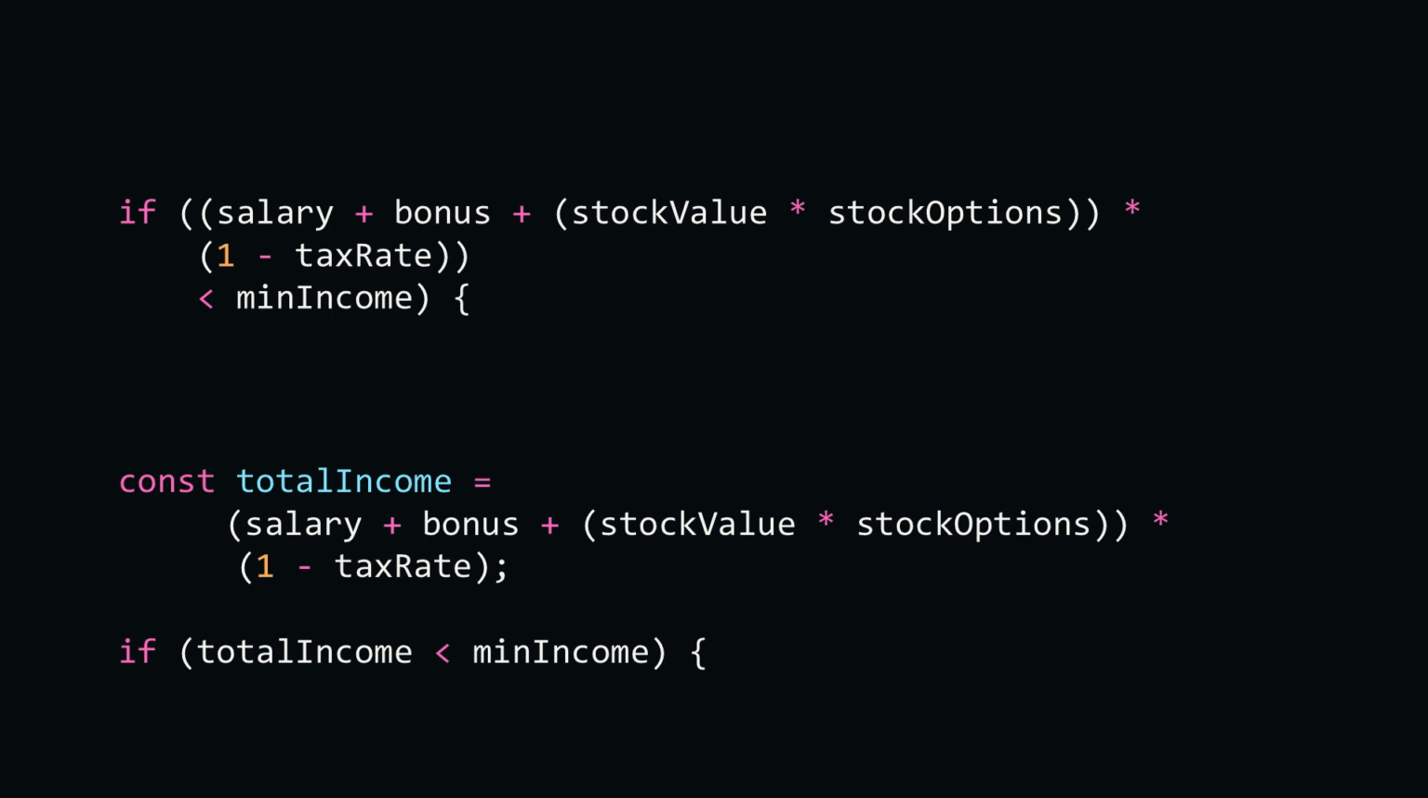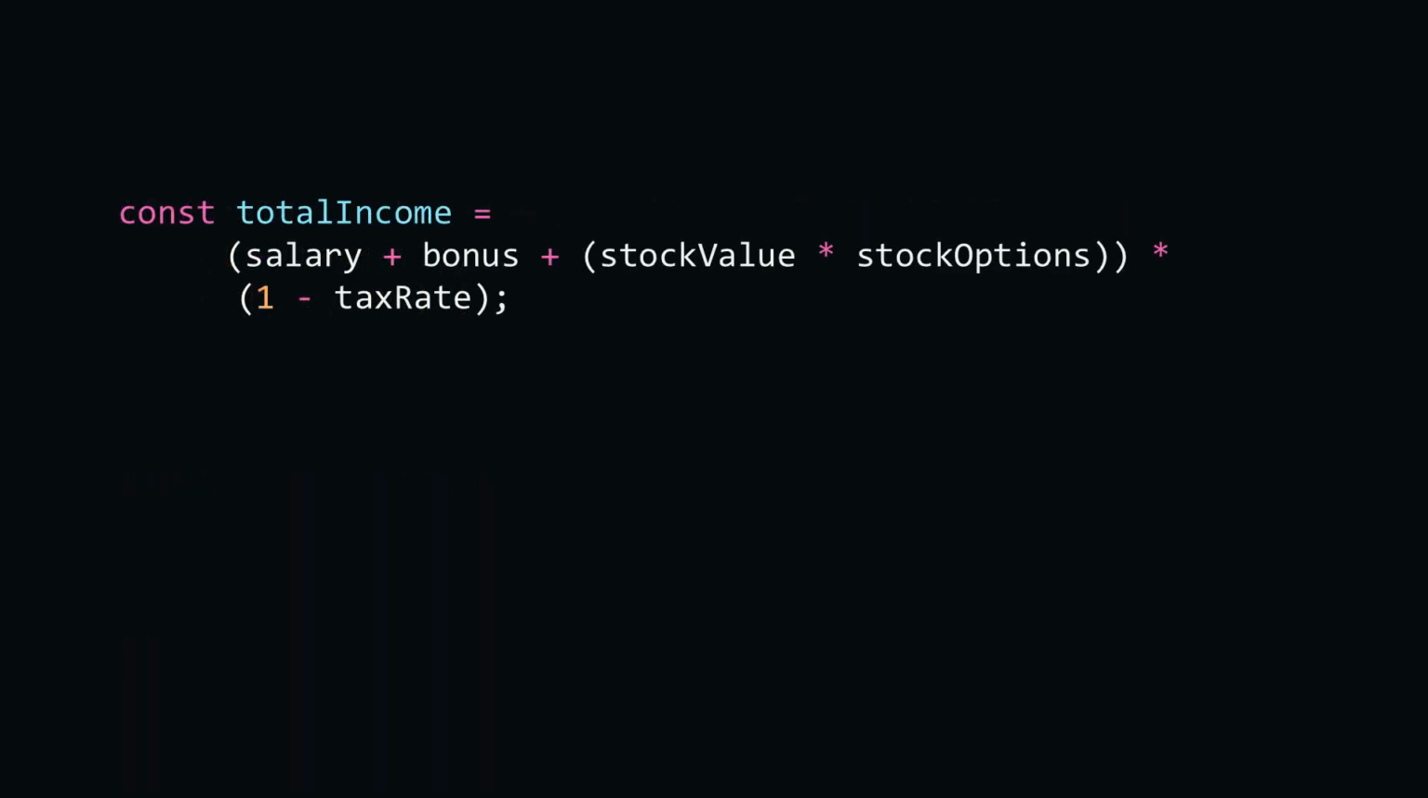But wait a minute, we haven't actually made the expression any simpler. We just made its meaning clearer. But the expression itself is still very complex. How can we make the expression itself easier to understand? So let's take the total income together with its expression, and what we'll do in order to simplify it is simply divide it into its parts.